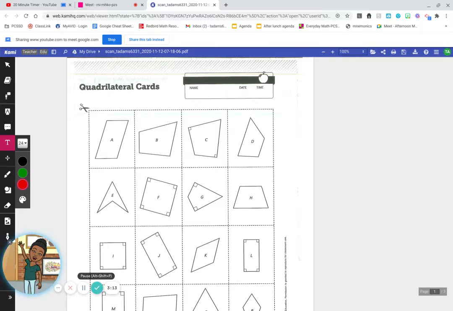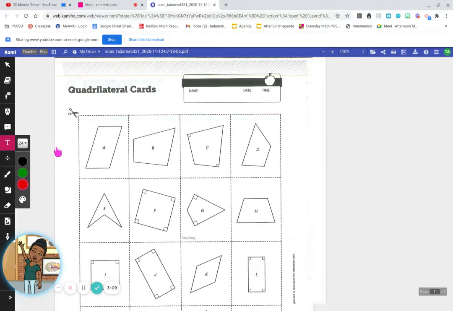Intersecting lines make a V. So when you see those lines intersect, they meet and form a V. We know those are intersecting lines. Ladies and gentlemen, those are things that we need to know as we jump right into quadrilaterals today.